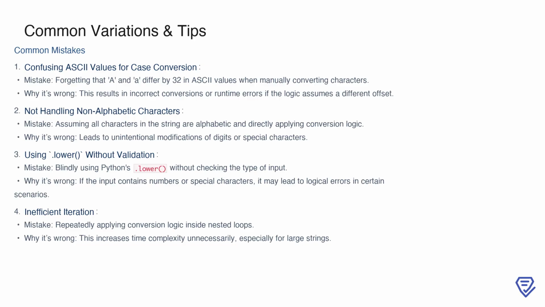For example, directly applying conversion logic to digits or symbols can modify them unintentionally, which is often not the intended behavior. Similarly, using Python's .lower method without validating the input type can create logical issues, particularly if the input includes numbers or special characters that don't require any transformation. Lastly, inefficient iteration is a performance pitfall. Applying conversion logic repeatedly inside nested loops can significantly increase the time complexity, which becomes problematic when dealing with large strings. It's important to write efficient and well-structured code to avoid these issues.